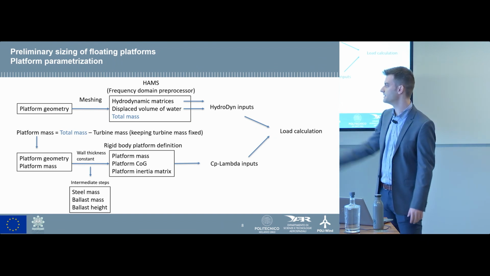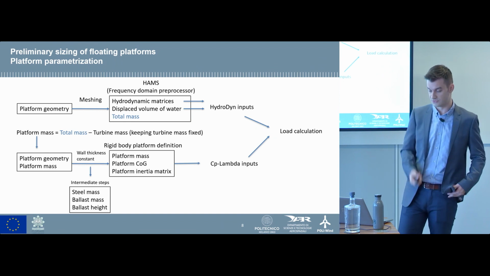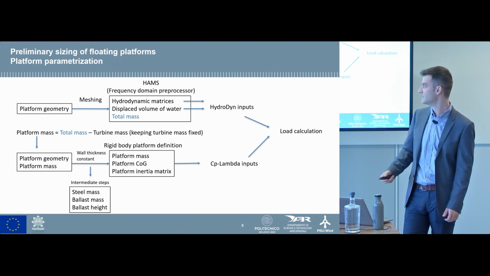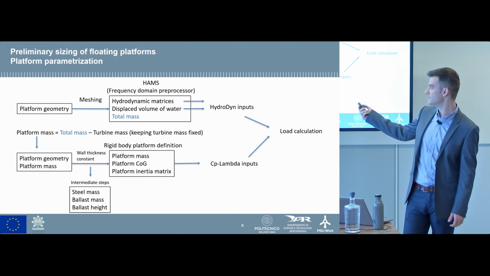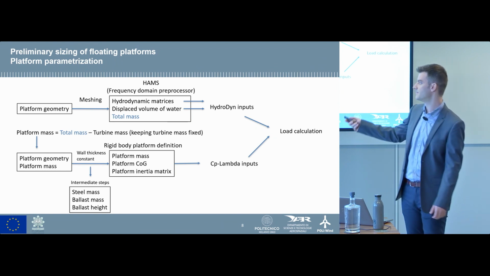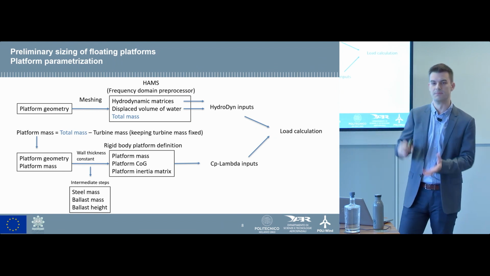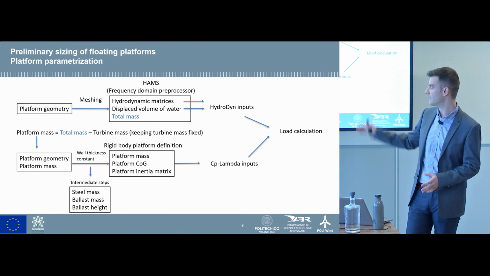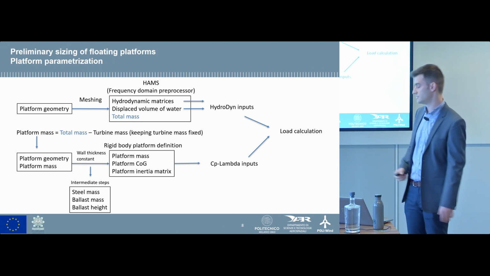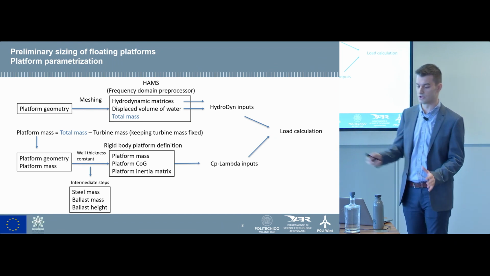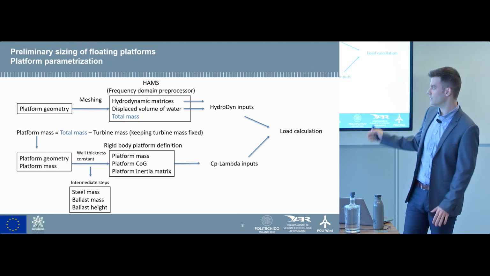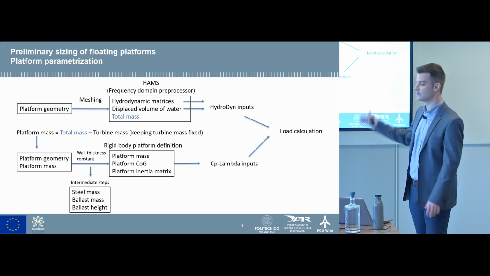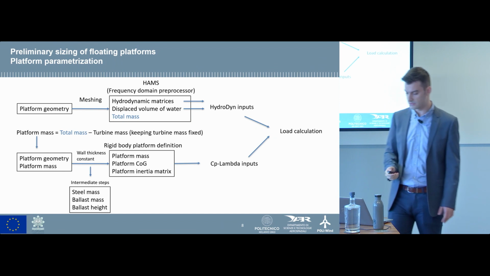And we have some intermediate steps to find the steel mass and ballast mass, necessary ballast height. The rigid body will be defined with all this information in CP Lambda, so the platform itself is defined as a rigid body, and all we need to define is the platform mass, center of gravity, and the inertia matrix. So with all set, we have the HydroDyn and CP Lambda inputs, and we are ready for the load calculation.